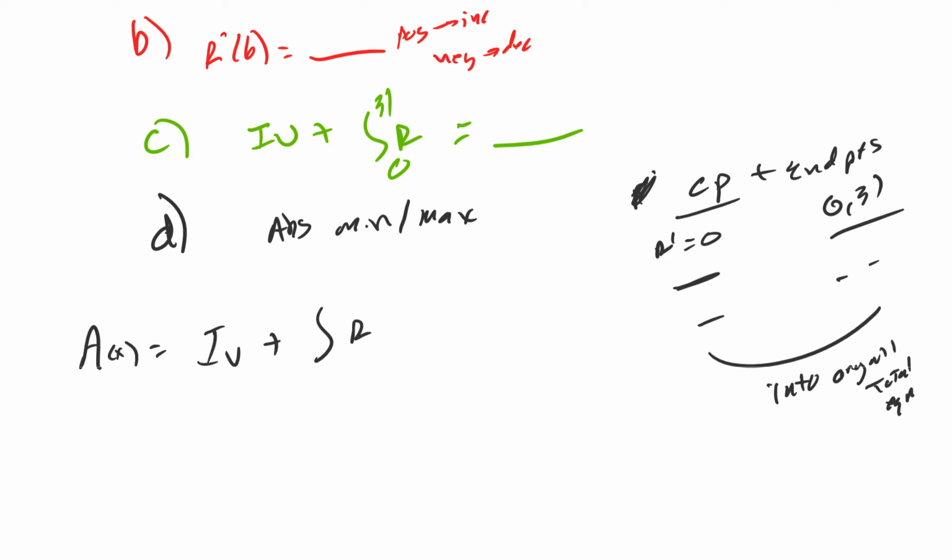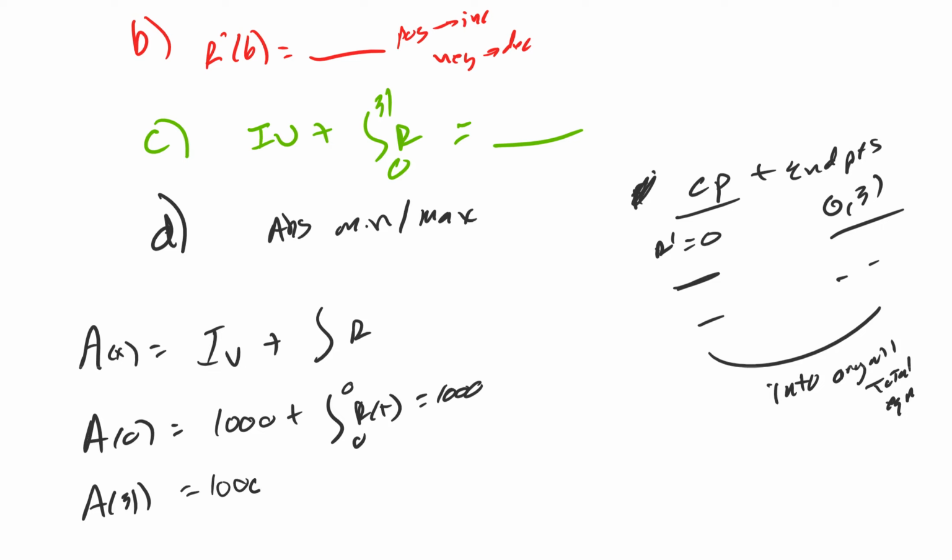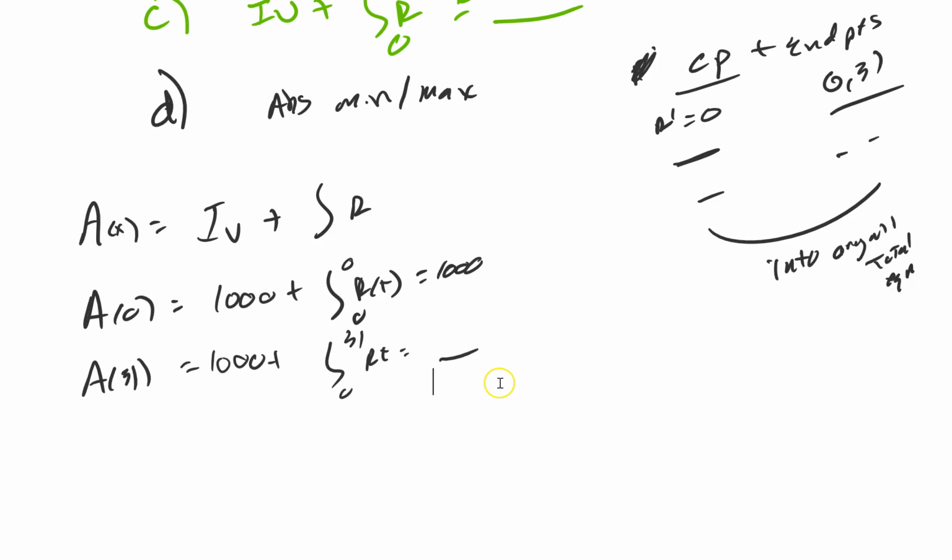Let's do the endpoints first, right? So A of 0 would be the initial value, which I think was 1,000 mosquitoes, plus the integral from 0 to 0 of R of t, which should just be 1,000. A of 31, we actually already did that up here. So it'd be 1,000 plus the integral from 0 to 31 of R of t. Whatever my answer is up there, it's the same thing down here. And then you try your critical points.